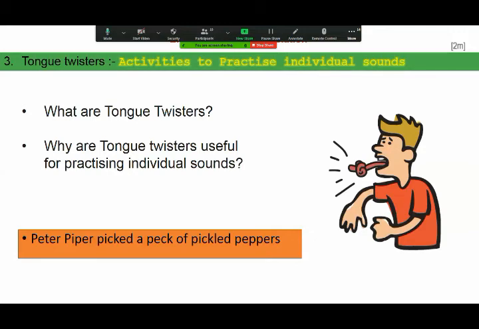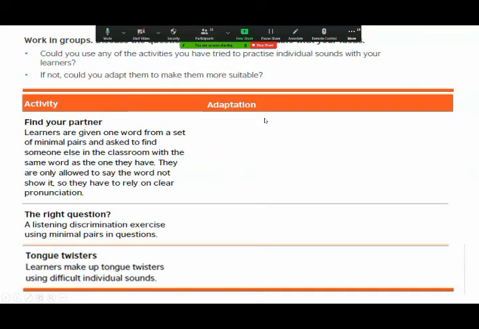Okay, so these are the activities that we talked about: find your partner, the right question, and the tongue twister. If you think that these activities are good and your students will have no problem, then do them with them. And if you think there is something that's not going to be suitable and you need to make some changes, try to adapt it to be suitable.